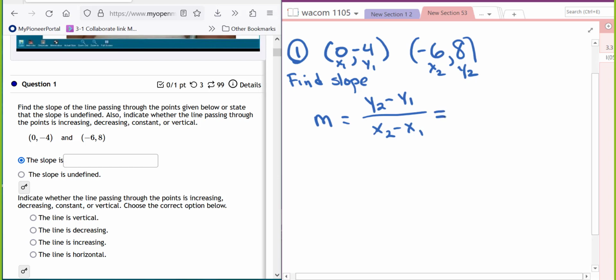All right, so we plug in. So we have 8. All right, we're going to do minus a negative. I'll go ahead and write the negative, but you could clean that up at the same time if you want. And I have -6 minus 0. So this gives me a 12 divided by -6, which is a -2 for slope.